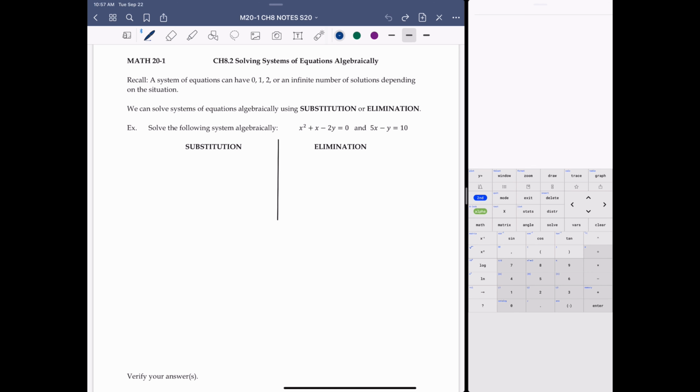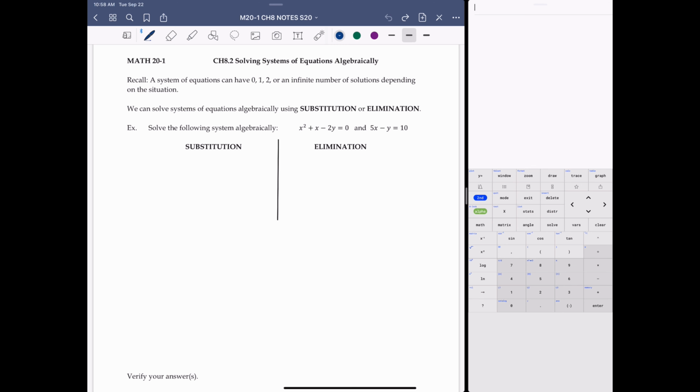First example, solve the following system algebraically. x squared plus x minus 2y equals 0 and 5x minus y equals 10. We're going to do it both ways. We're going to do it by substitution and by elimination so that you can see both methods.